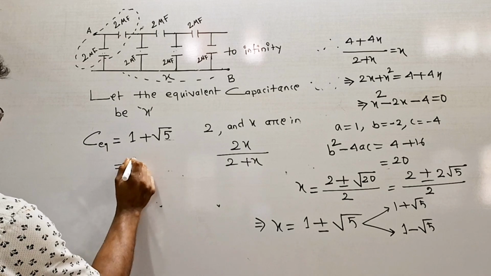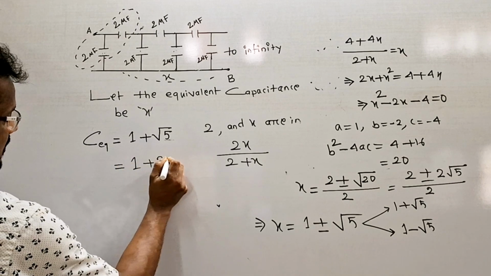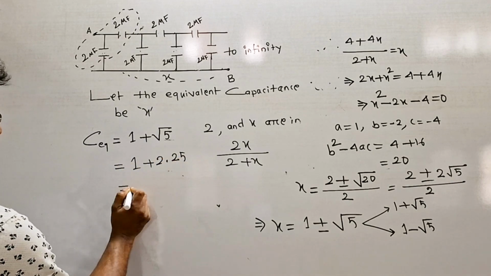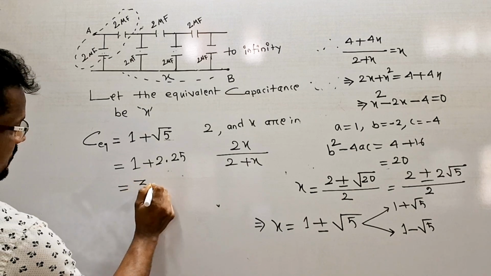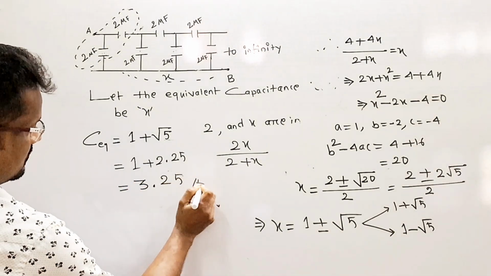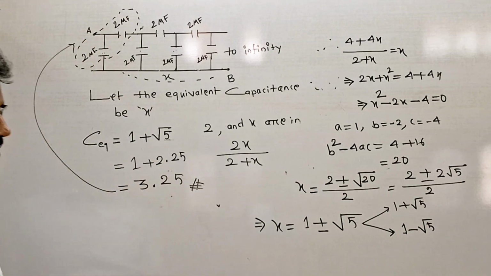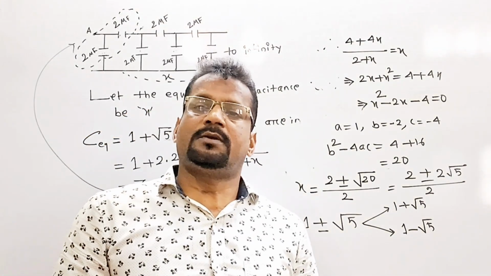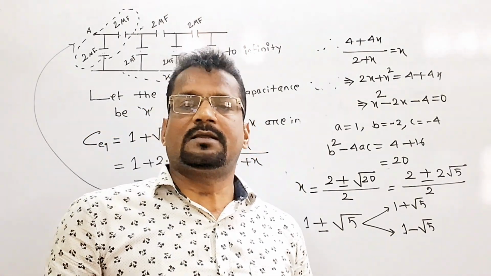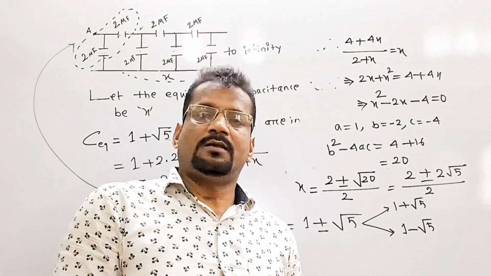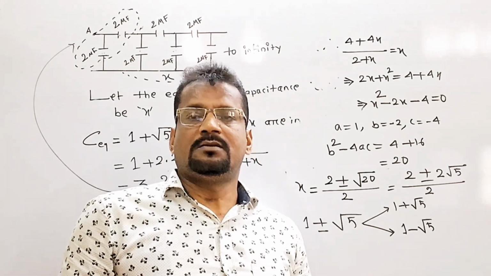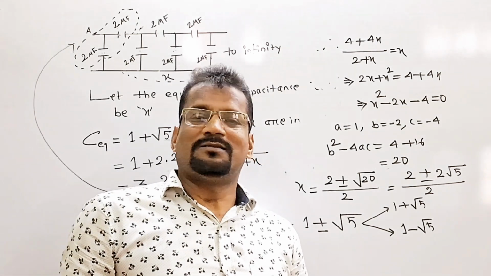This is equal to 1 plus 2.25, that is 3.25. This is your answer. So the equivalent capacitance of this circuit is 3.25. Next we are going to take some other types of questions where infinitely many resistors or capacitors are connected. Thank you.